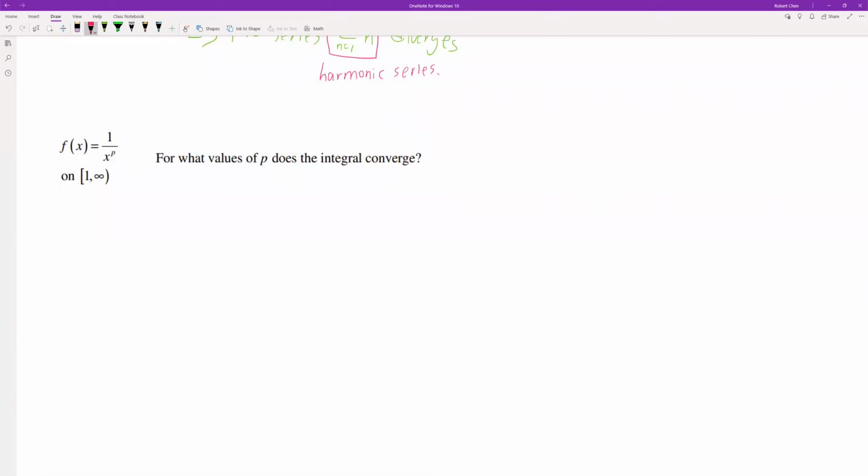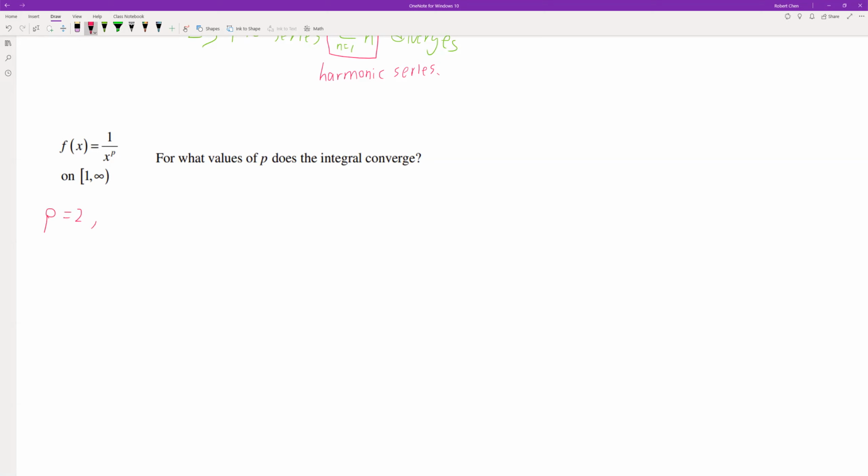Next, we have 1 over x to the power of p. This type of function works like a power function, but it's in the denominator, and we're looking at it from 1 to positive infinity. The question is, for what p-values does the integral converge? We want to figure out what is the condition on the constant p so that this function, or this series, will converge. Before we get into the details, let's just say p is equal to 2.